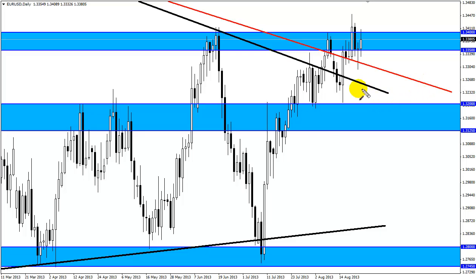The one in black is the upper border of the symmetrical triangle, and this one in red is a downtrending line that can be better seen on the weekly time frame. And we see how the market broke above these two and retested the lower one, broke above again, and now retested the downtrend line of the weekly time frame and started to move up again.